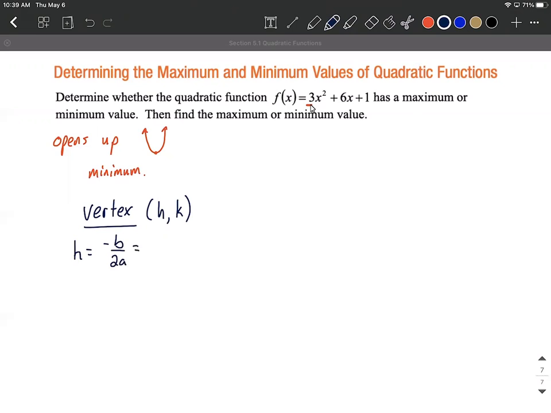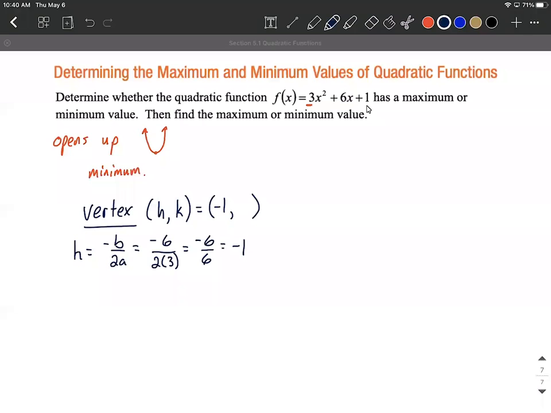Where we pick out the a and the b goes back to the ax squared plus bx plus c. So in our case, b is going to be 6, so we can say the negative of 6 over 2 times a is 3, and we'll get negative 6 over 6 equals negative 1. So for our vertex, we have an x value of negative 1.